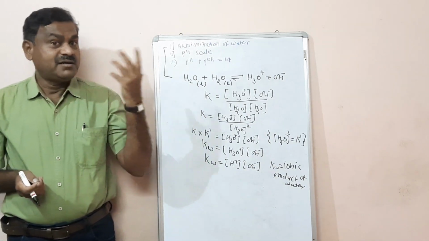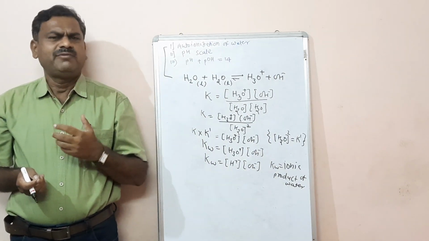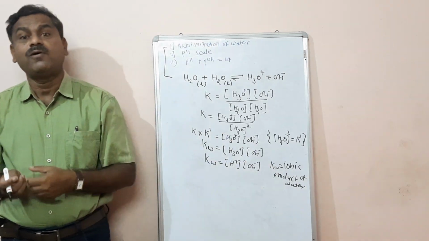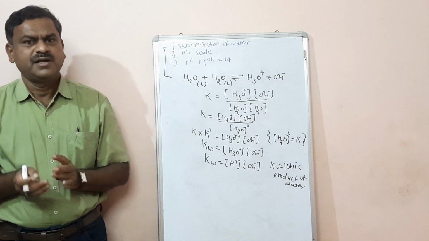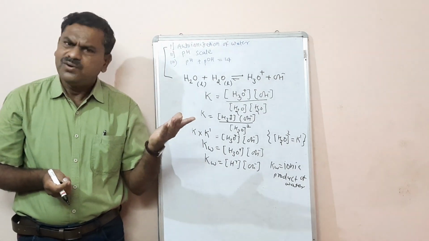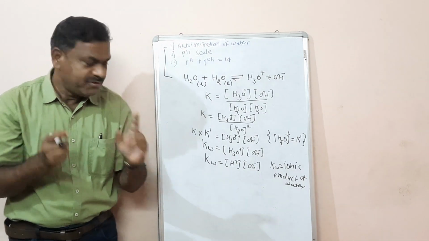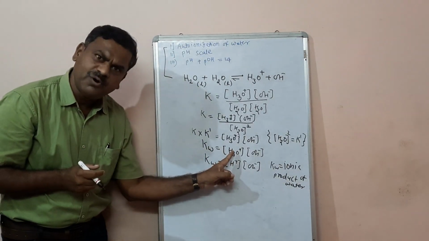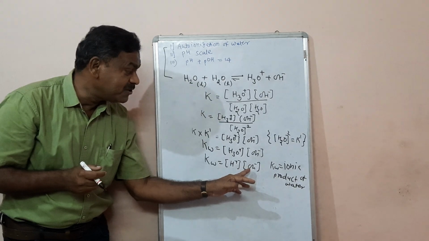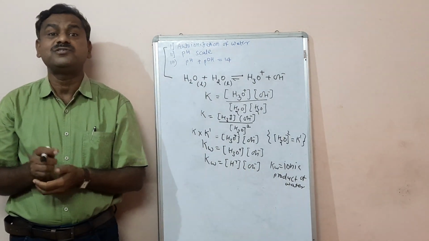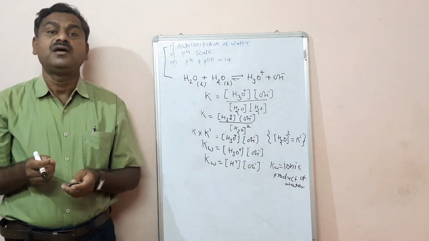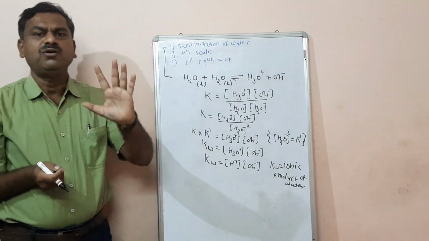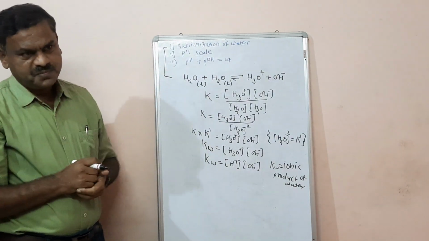Sometimes in your annual exam, a 1 mark question asks the definition of ionic product of water. Now, ionic product means the product of molar concentration of hydrogen or the hydronium ions and the molar concentration of hydroxyl ions in an aqueous solution at a given temperature is known as the ionic product of water.